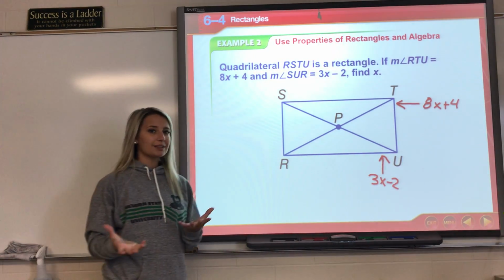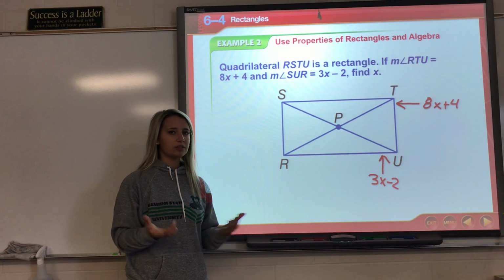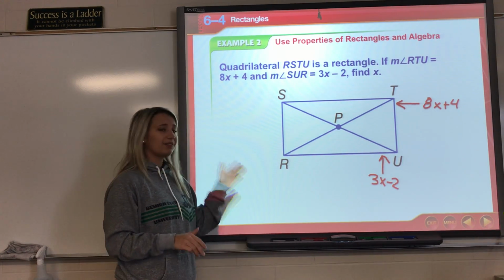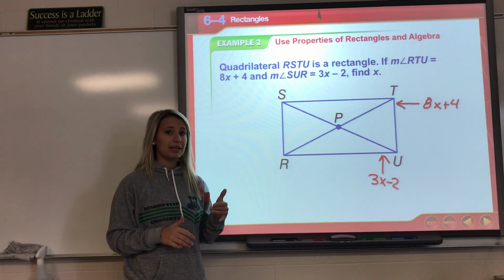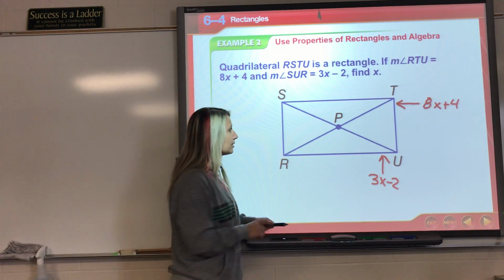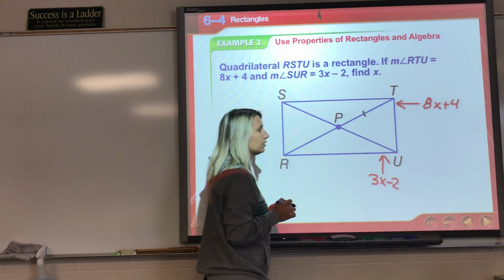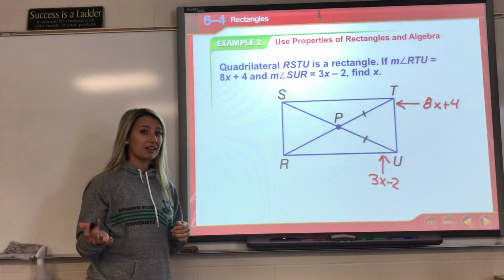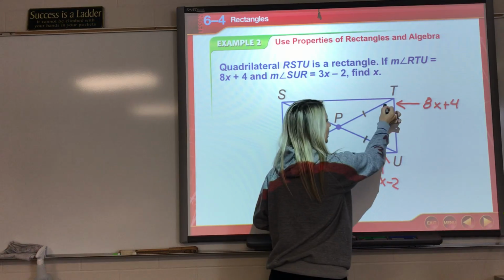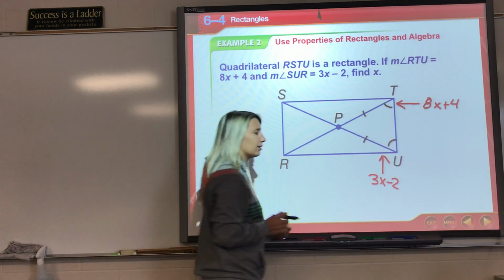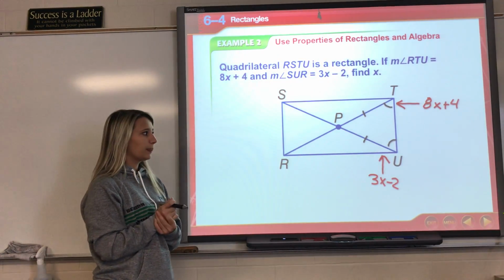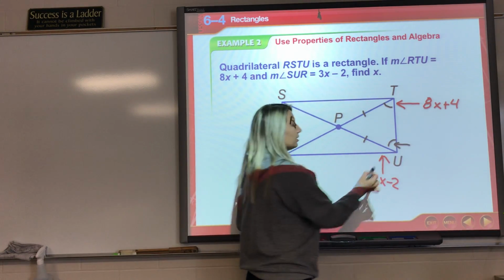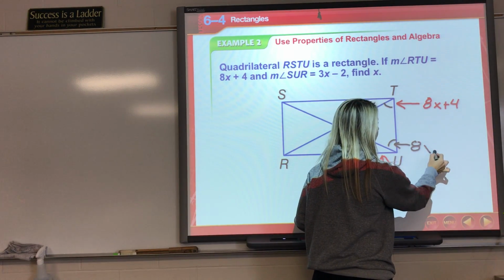Notice that these angles that they give us aren't next to each other, so we have no idea what to do with them. But there's something important to remember. If these diagonals are congruent and they bisect each other, then this PT will be congruent to PU, which then makes that an isosceles triangle. So this angle will be congruent to this angle. So this little part right here is also this 8x plus 4.